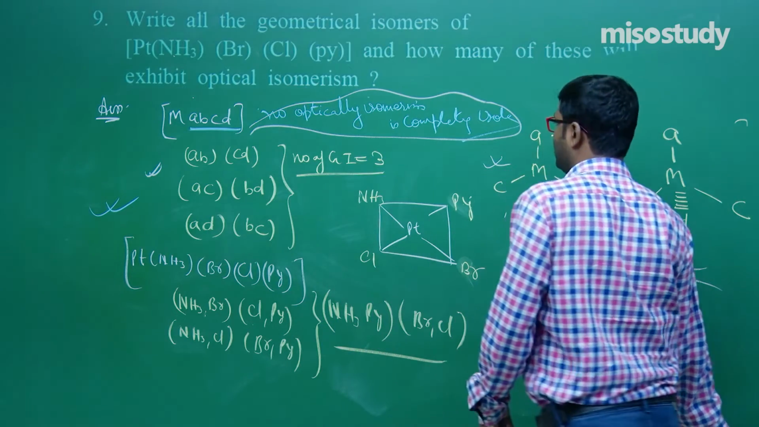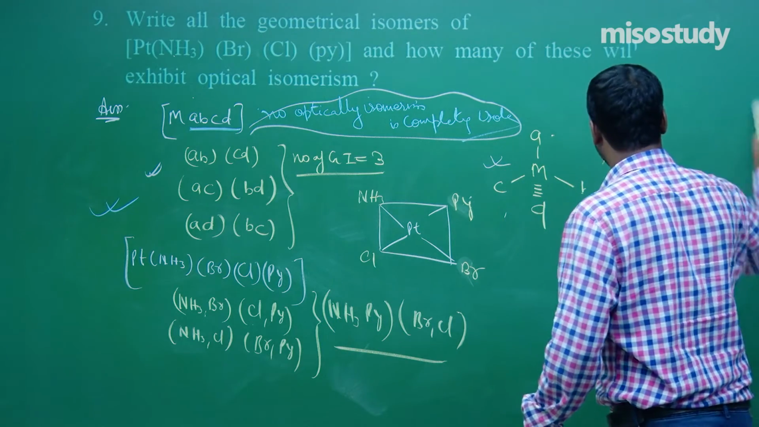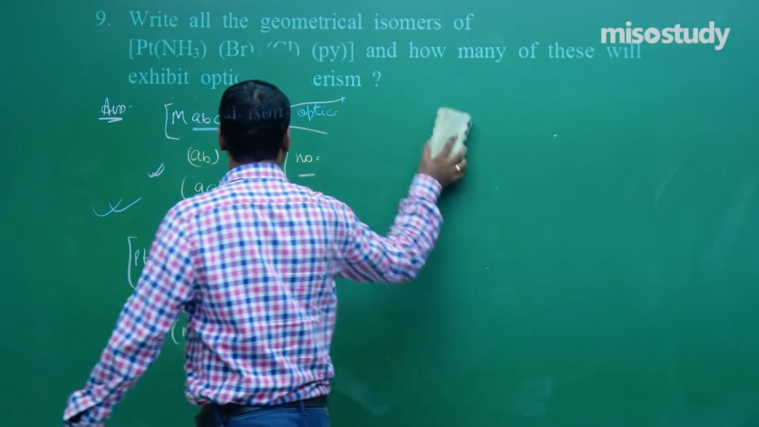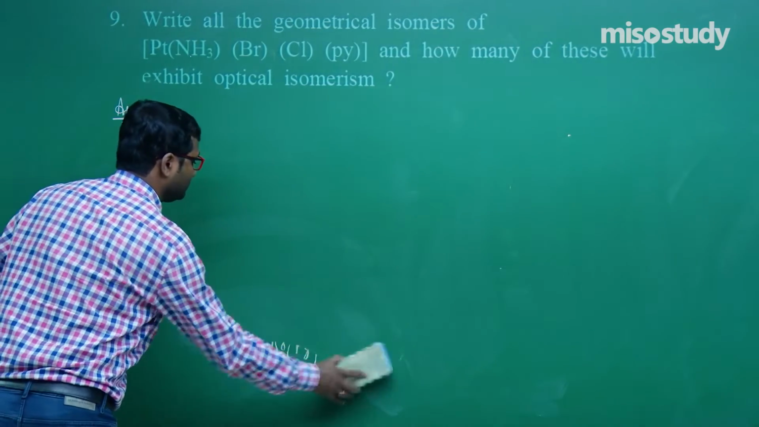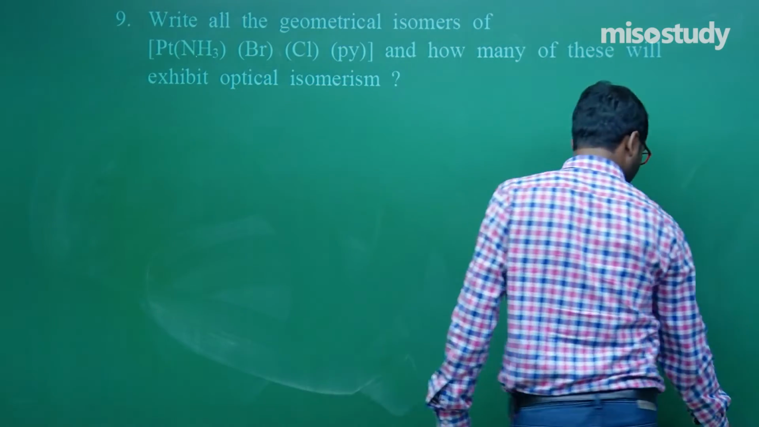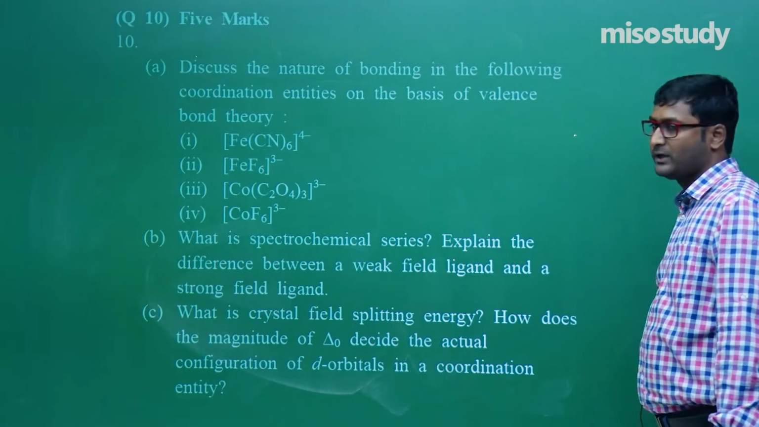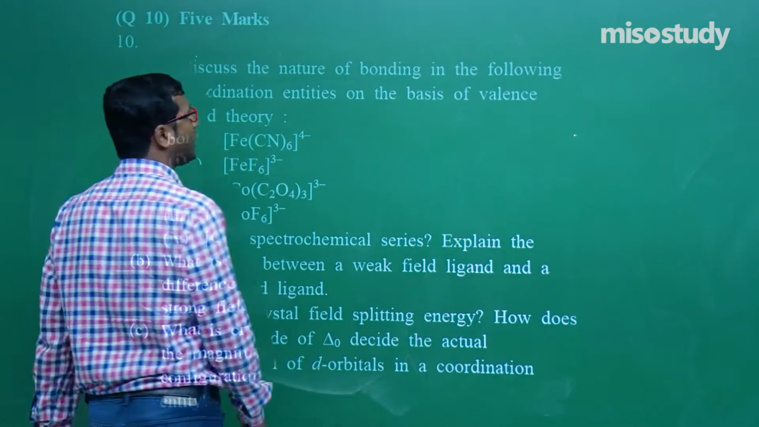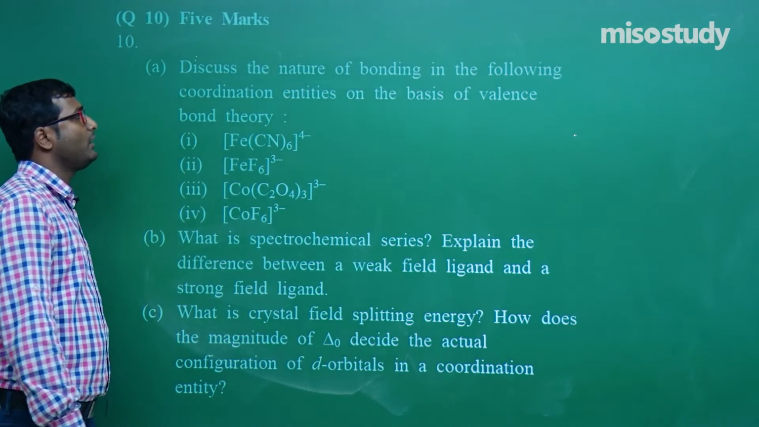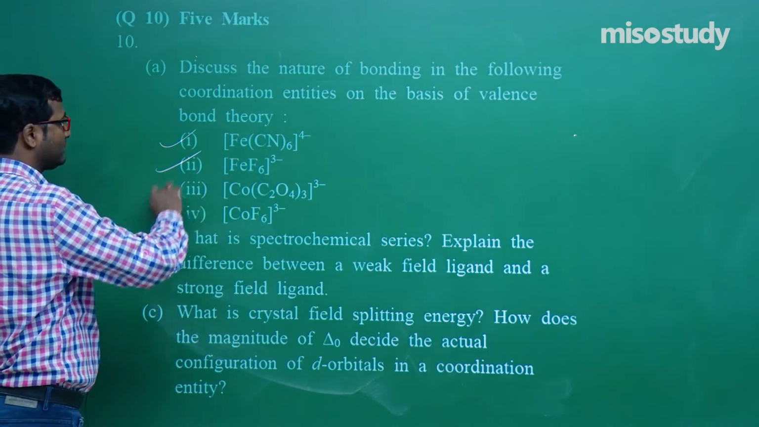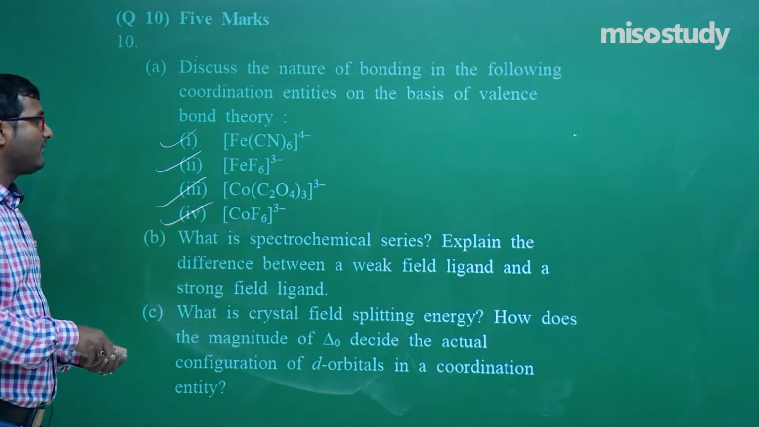Now, I am going to rub this part and we will discuss the next question. Now, the next one is this, my friend. Discuss the nature of bonding in the following entities. Now, this is the hybridization on the basis of valence bond theory.